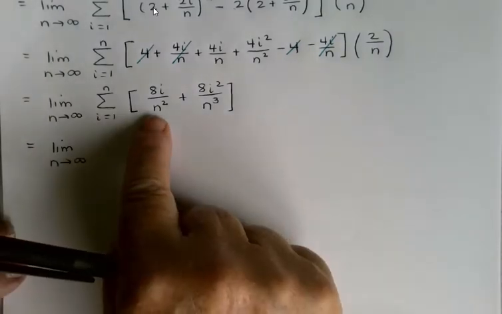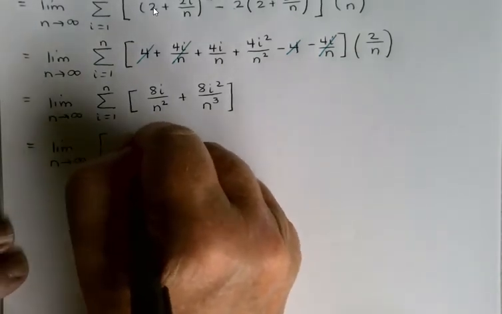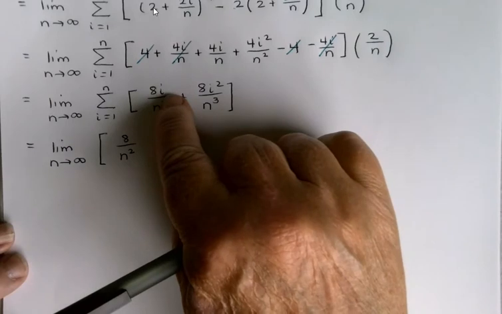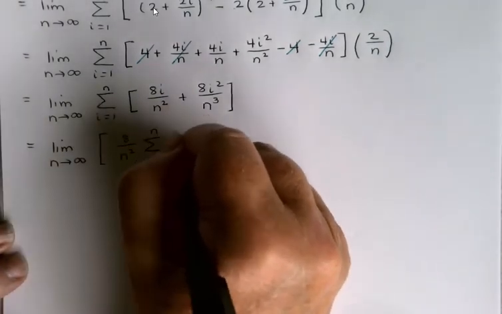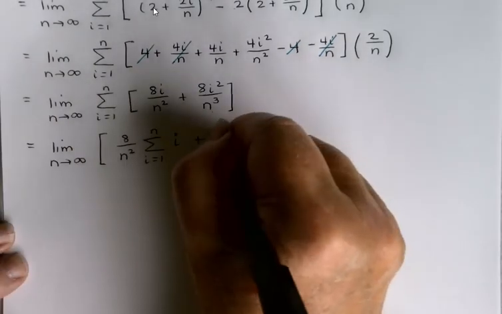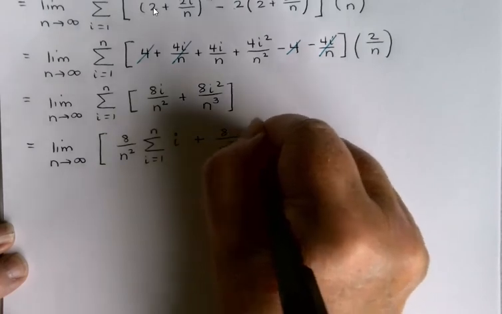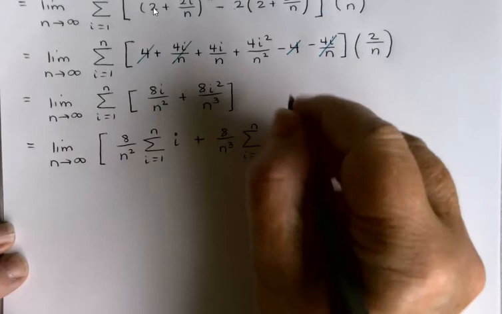And for this first one, I'm going to pull out the 8 over n squared. And then it'll be the sum of the i's. And here it'll be 8 over n cubed. And then it'll be the sum of the i squareds.